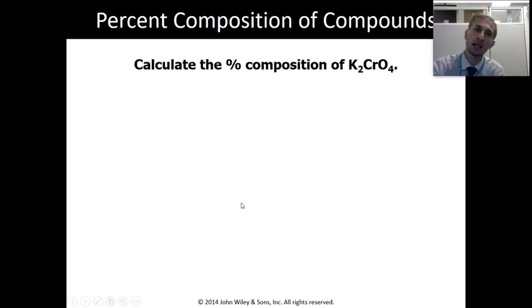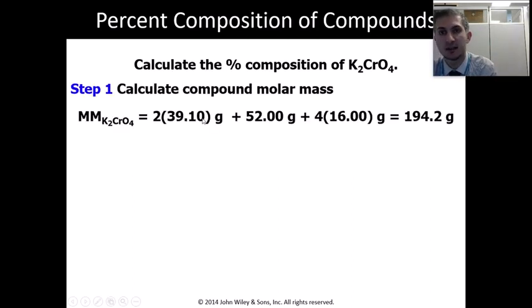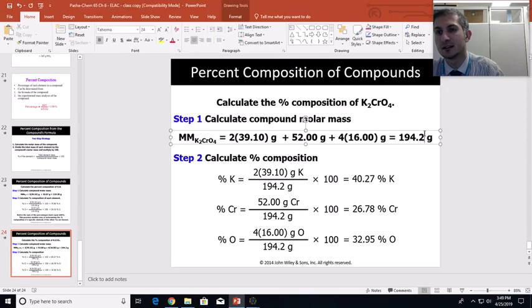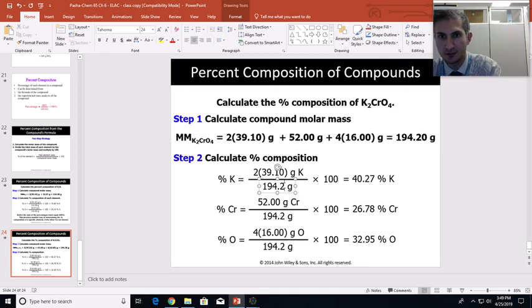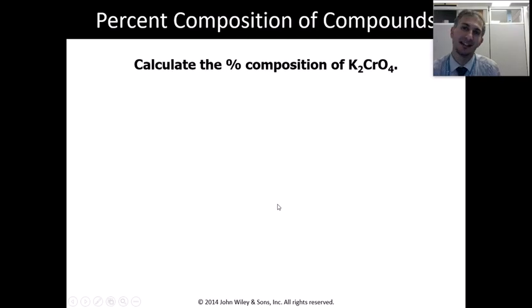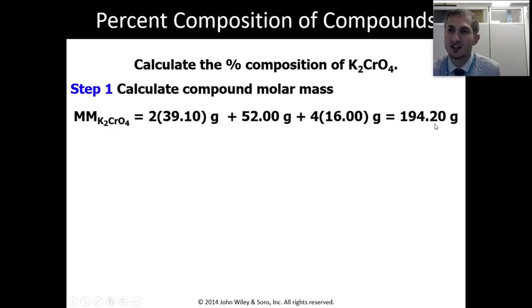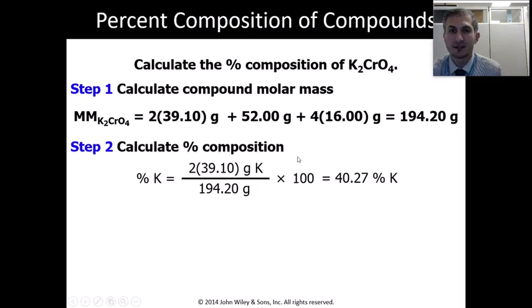I may ask you to calculate percent composition for potassium chromate, K2CrO4. So if you are going to calculate that, you should get this calculation. First, calculate the molar mass. If we calculate like this, we have this. Okay, sorry about that. Let me go back. Here we have 194.20 grams.